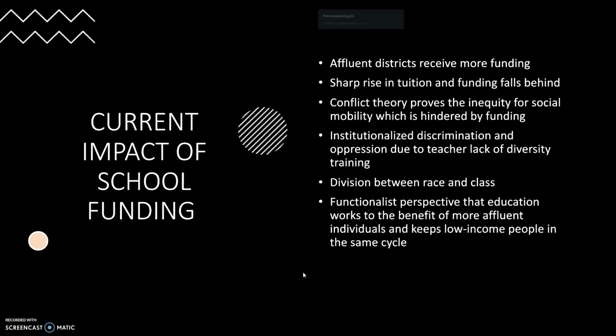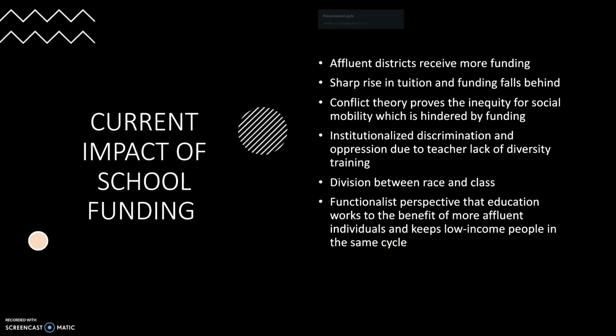So the current impact of school funding can be defined in this manner: affluent districts receive more funding, and this is a true division that we're seeing. As I mentioned, property taxes are what divide these schools' resources, and ultimately it's leading to a sharp divide in people. And then we also not only see that divide, but we also see a rise in tuition and funding that is falling behind. This is noted by our class textbook that tuition continues to rise as funding fails to meet its end.